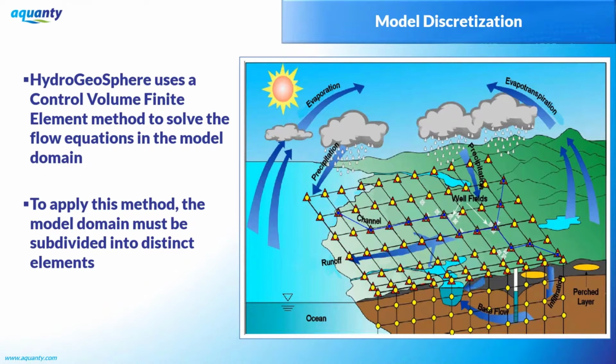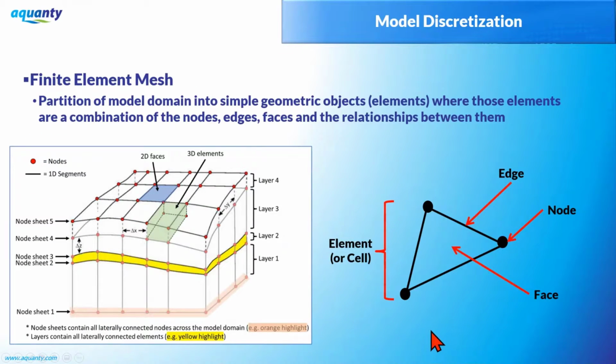This figure on the right shows a mesh or grid overlaid on top of our model domain. So specifically, a finite element mesh is a partition of the model domain into simple geometric objects, or elements, where those elements are a combination of nodes, edges, faces, and the relationship between them. Shown below here are a couple diagrams to help you conceptualize what we mean by each of these terms, as they will come up throughout this session.